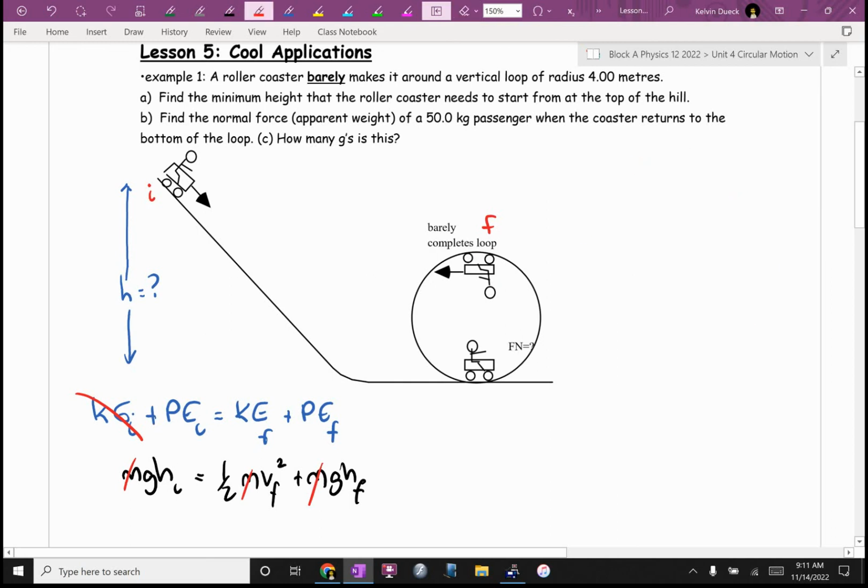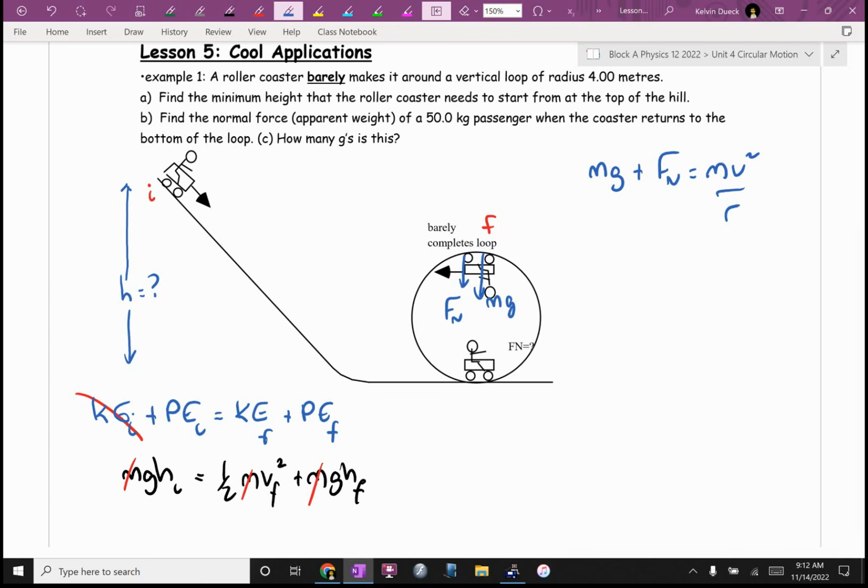At the top, what are the forces acting on this coaster? Get the obvious one. What else? Which way? Write me an equation for that. ma, yes? Oh, you know what? How about this? v squared over r, because I'm trying to find v there.